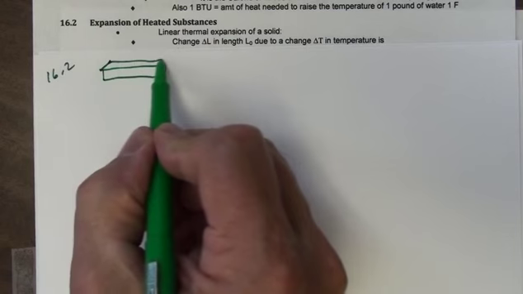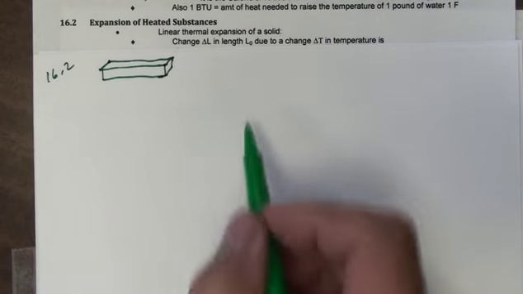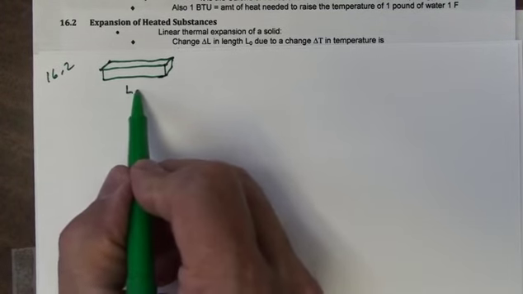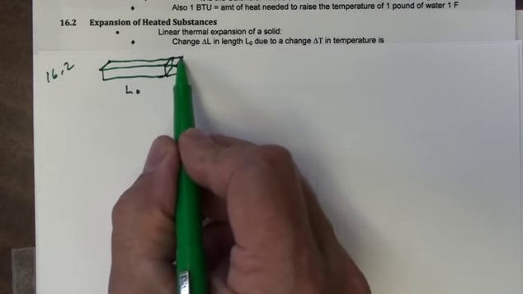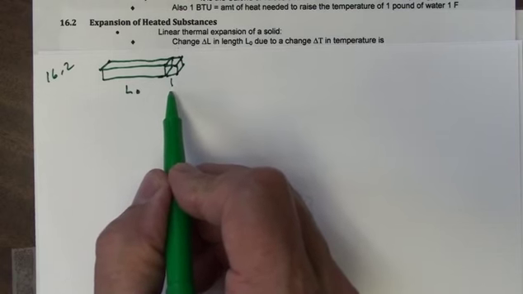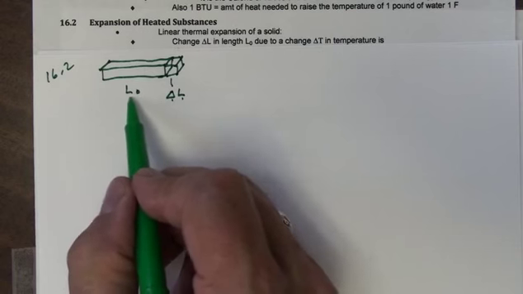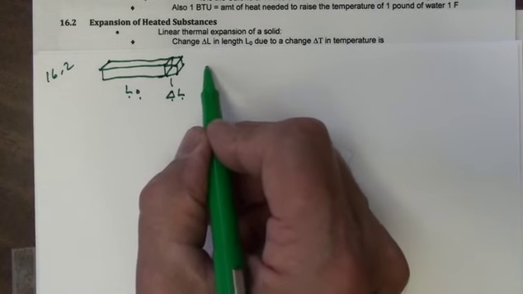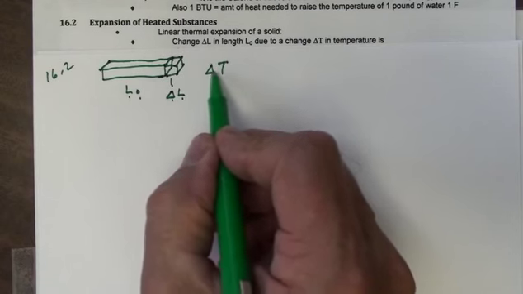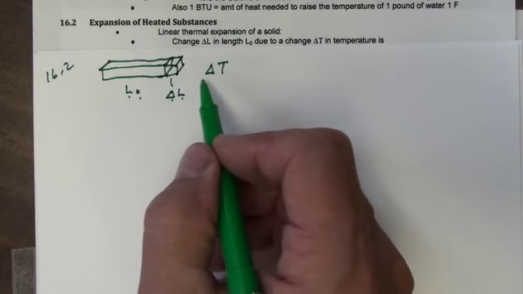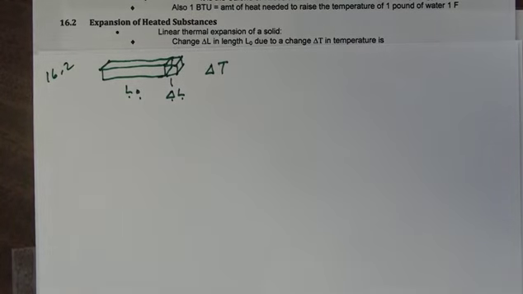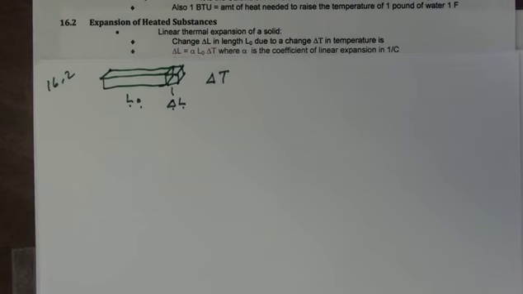I can draw this kind of dimensionally like this. And this length, let's say L naught, will expand when it undergoes a temperature change by an amount delta L. This is the change in length for a length L due to the addition of a temperature delta T. So when I change the temperature from one temperature to another, this substance is going to expand. And in general, this expansion is linear. Now you can kind of guess how that goes.